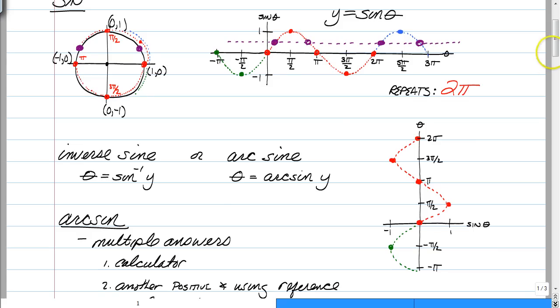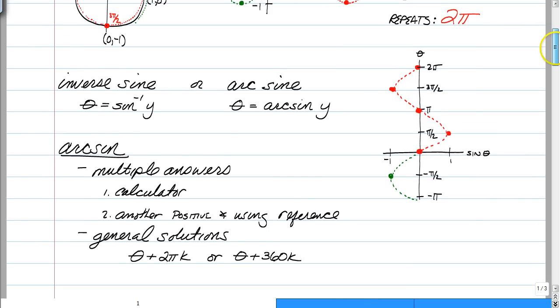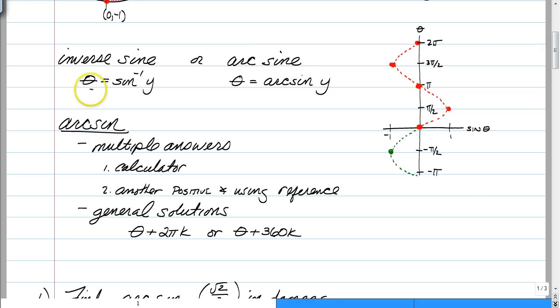So, arc sine. Arc sine is another name for sine to the negative 1. So inverse sine could be theta equal to sine to the negative 1 of y, but this can also be said as arc sine of y. So arc sine will have multiple answers. We just got done talking about how the sine of 30 is the same value as the sine of 150. So how do we get those answers?